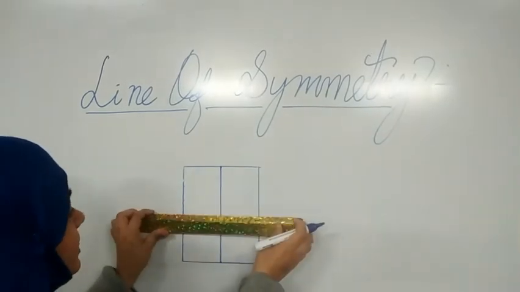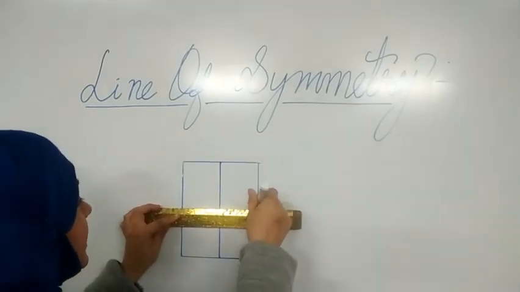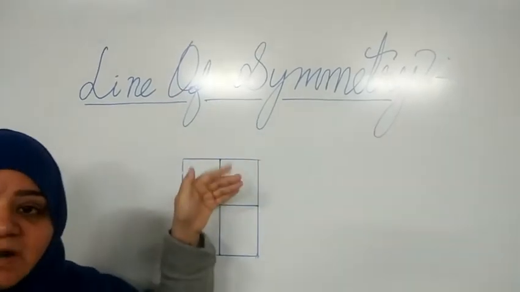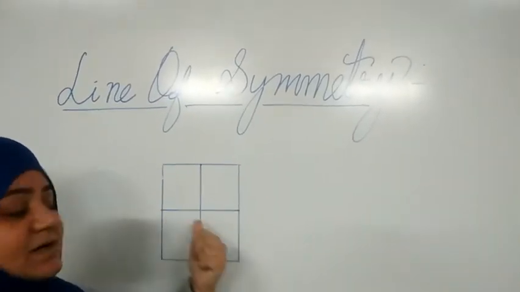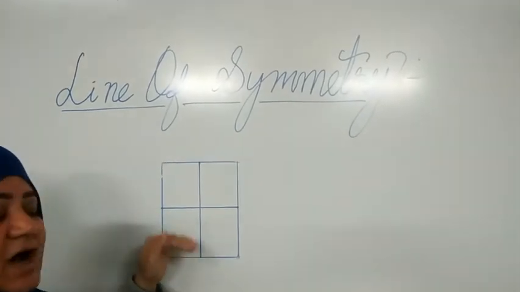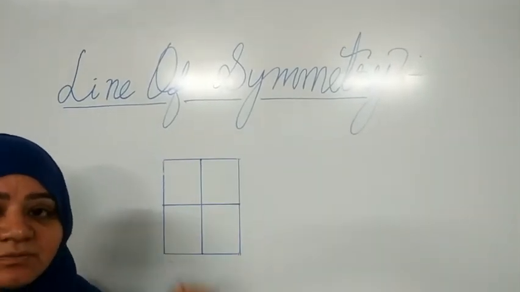Or I can draw a line like this also, and this line also indicates the above part and below part are equal. So this kind of line is called line of symmetry. एक लाइन जो आपकी फिगर को बराबर हिस्सों में बांट दे.